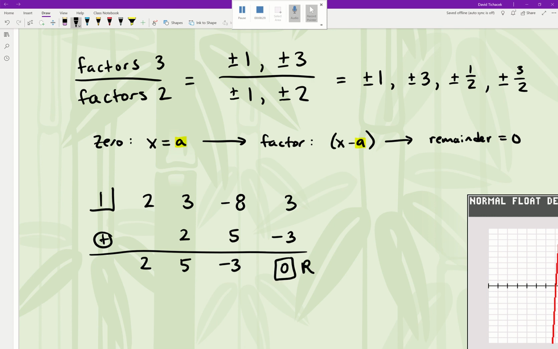We're pretty lucky that way, right? The first candidate that we tested gave us a remainder of 0. That's not always going to happen. If you ended up with a remainder that was not 0, then you would have to throw that 0 out. That is a 0 that did not get the job, and then you would have to test the next candidate, right? But here we have a remainder of 0, so we now know that x equals 1 is going to be a 0 of this polynomial, which of course means that we have an algebraic factor of x minus 1 in our factorization of this polynomial here.